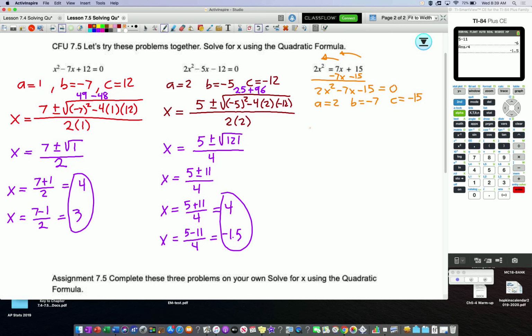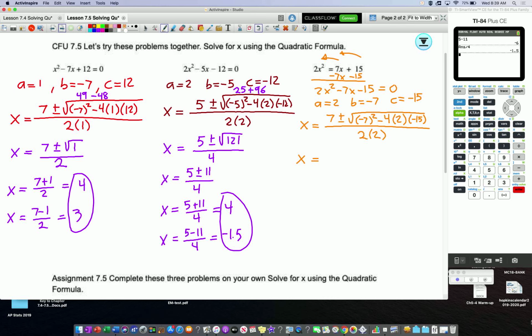So now let's plug it in. Opposite of negative 7, positive 7, plus or minus the square root of negative 7 squared minus 4 times A, which is 2, times negative 15, all over, as I keep simplifying here, 2 times 2. All right, so x equals.